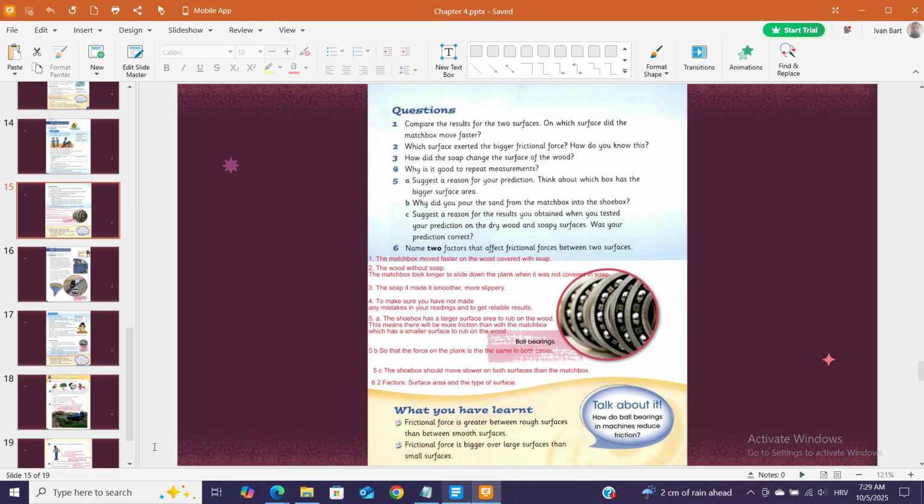5. A. The shoebox has a larger surface area to rub on the wood. This means there will be more friction than with the matchbox, which has a smaller surface to rub on the wood. Ball bearings. 5b. So that the force on the plank is the same in both cases. 5c. The shoebox should move slower on both surfaces than the matchbox. 6. Two factors: surface area and the type of surface.